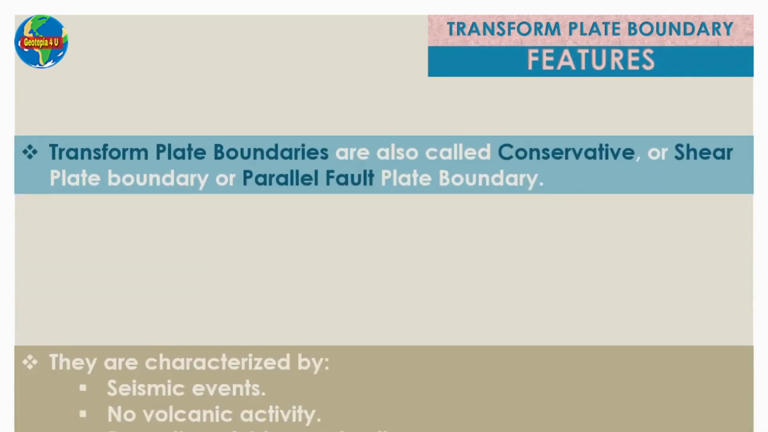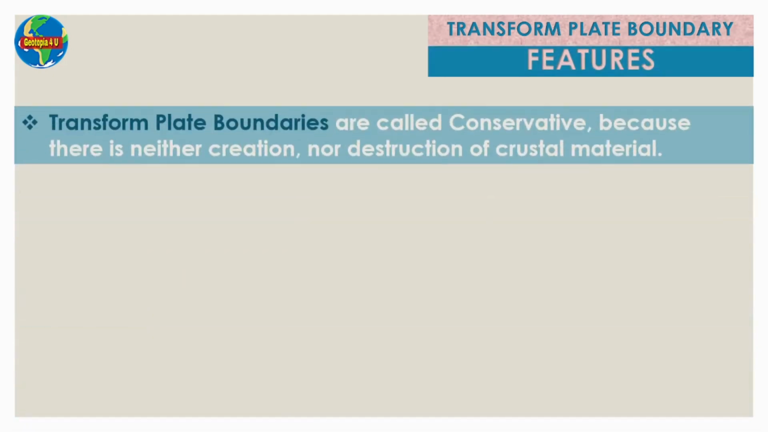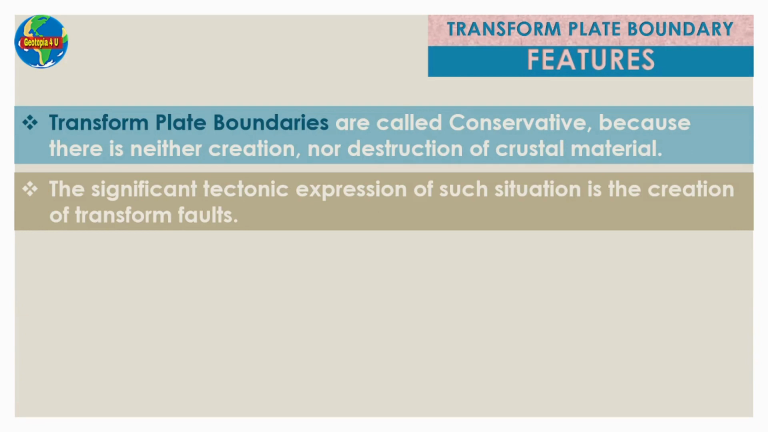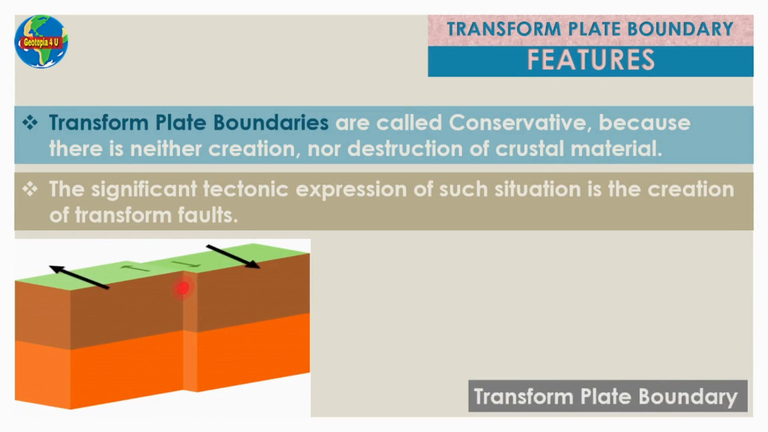Features. Transform plate boundaries are also called conservative or shear plate boundaries or parallel fault plate boundaries. They are characterized by seismic events, no volcanic activity, formation of rift valleys, and creation of a fracture zone. Transform plate boundaries are also called conservative because there is neither creation nor destruction of crustal material. The significant tectonic expression of such a situation is the creation of transform faults.